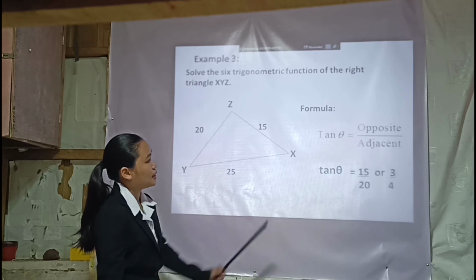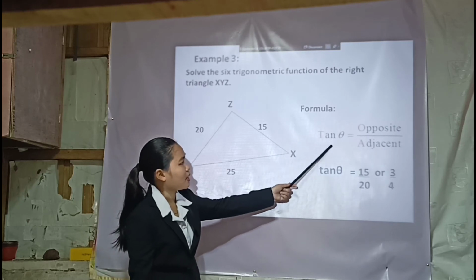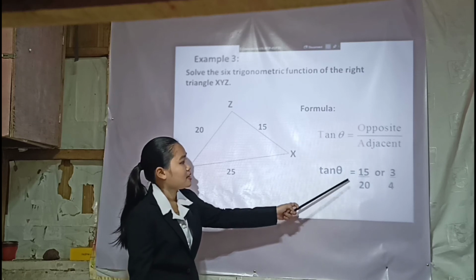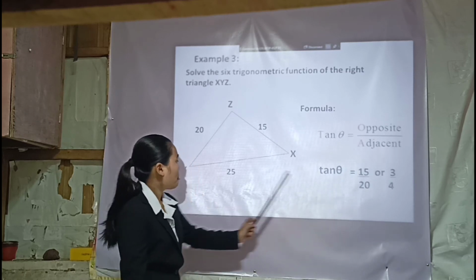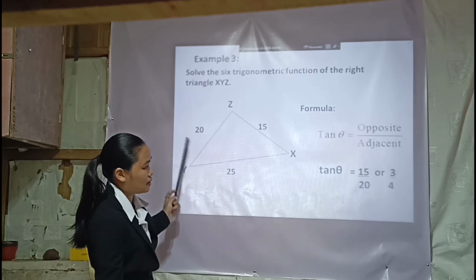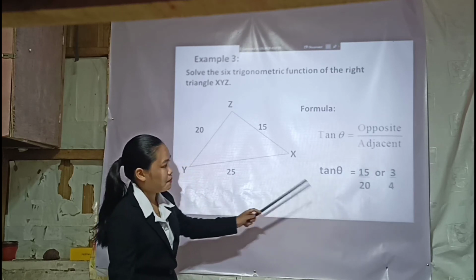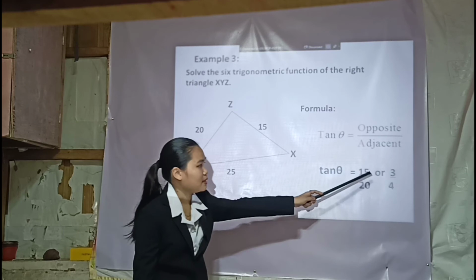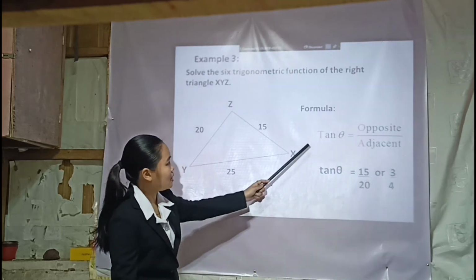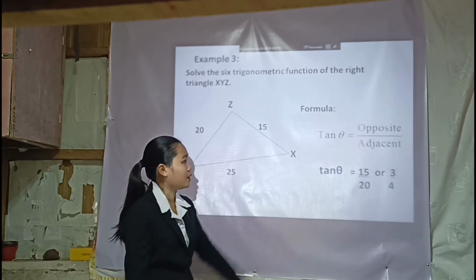Next, the tangent. The formula of tangent is tangent theta equals opposite over the adjacent. So, tangent theta equals 15 over 20. The value of the opposite is 15 and 20 for the adjacent. As you can see, 15 over 20 can be reduced by dividing by 5. So, the answer is 3 over 4. And the tangent theta for this example is 3 over 4.